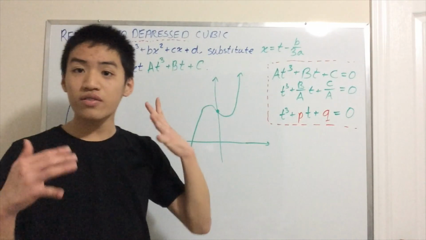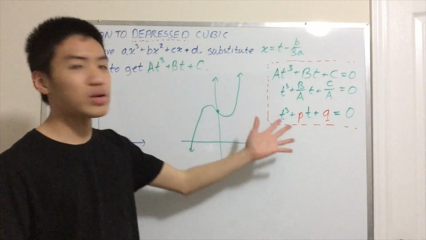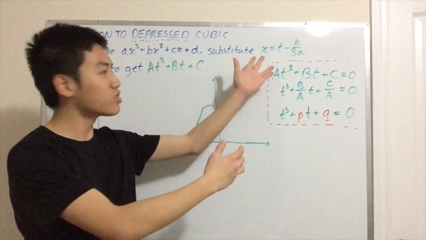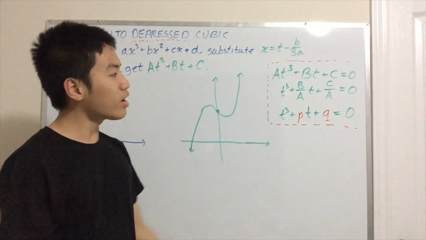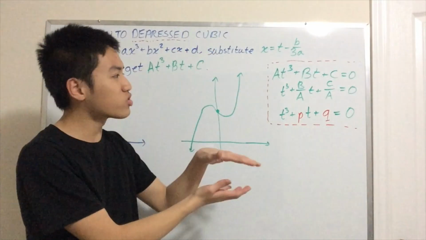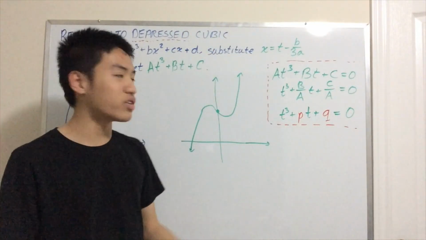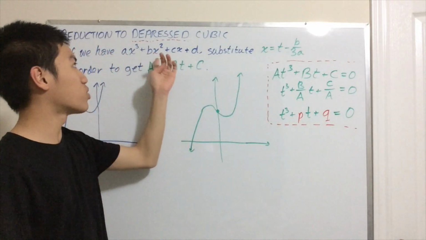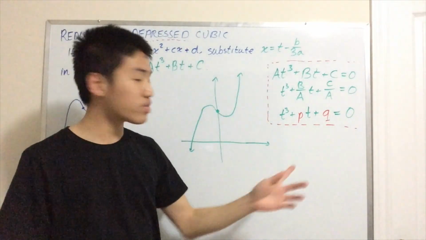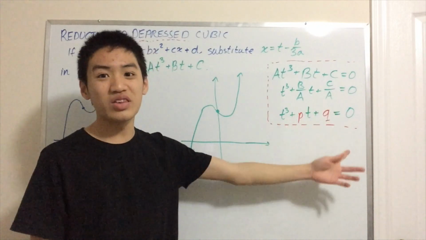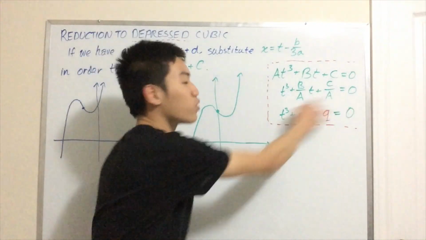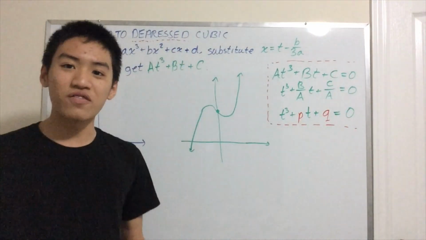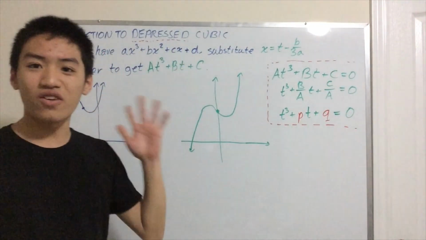All cubic functions can be put into this form by using a combination of this horizontal translation left to right, and then a vertical stretch, or compression if you want to think about it that way. So we go from ax cubed plus bx squared plus cx plus d always to t cubed plus pt plus q. And if we can solve all equations of this form, we can actually always find the roots of cubic functions. And that's what we're looking for, isn't it?